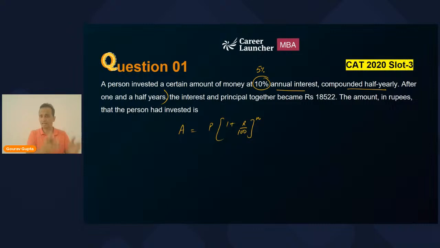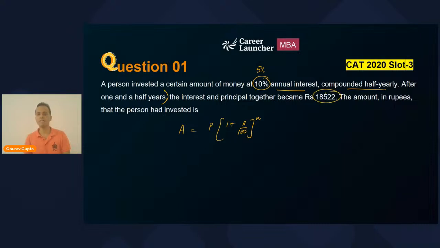Half year. The calculation will happen after half a year. Okay. So अगर every half year के बाद calculation हो रही है, so 1.5 years में calculation कितनी बार होगी? 3 times. So the value of n will be equal to 3. So in this formula, r will be equal to 5 and n will be equal to 3.